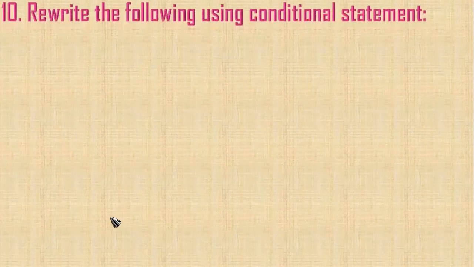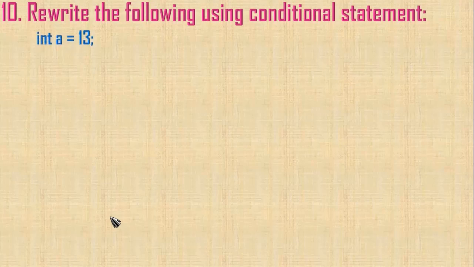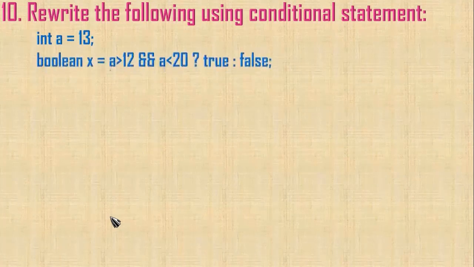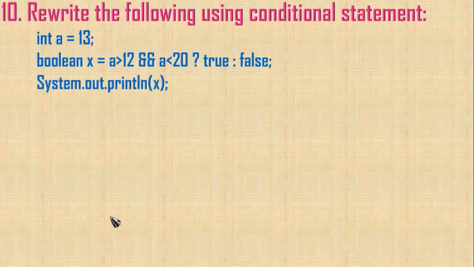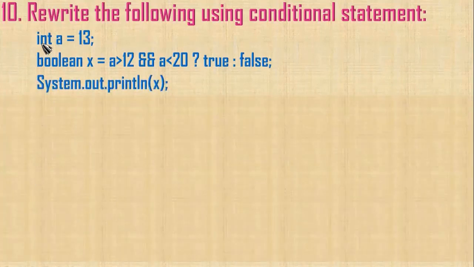Rewrite the following using conditional statement. A is equal to 13. Here boolean x is equal to, it is checking whether A is greater than 12 and A is lesser than 20. Then if it is true, it will say true. If it is false, it will say false. So it is stored in the boolean variable itself. So it prints. So conditional statement, however it has been initialized, we will do it.